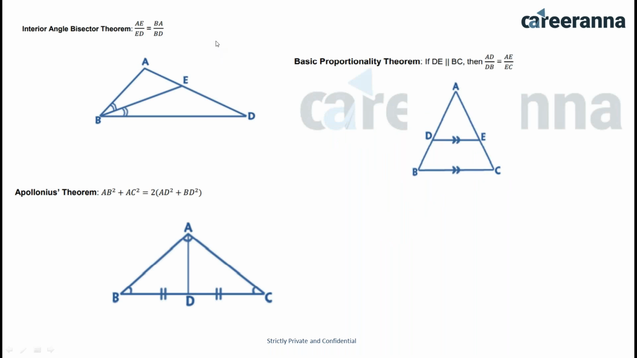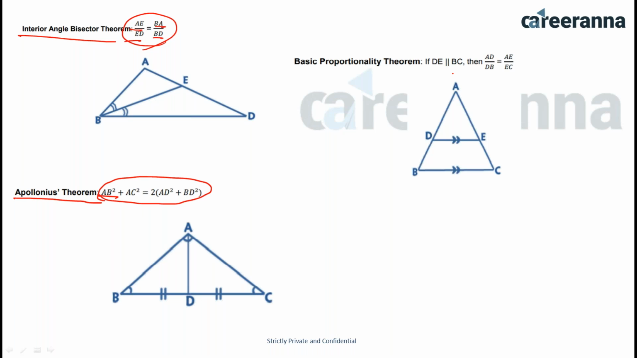Now these are some basic fundas that you have to remember. The interior angle bisector theorem: AE upon ED is equal to AB upon BD. When the angle is bisected, then you can say that these sides are in a particular ratio. This is Apollonius theorem. Whenever there is a median which is bisecting a side into two equal parts, then you can use this Apollonius theorem, which relates the sum of these two sides.